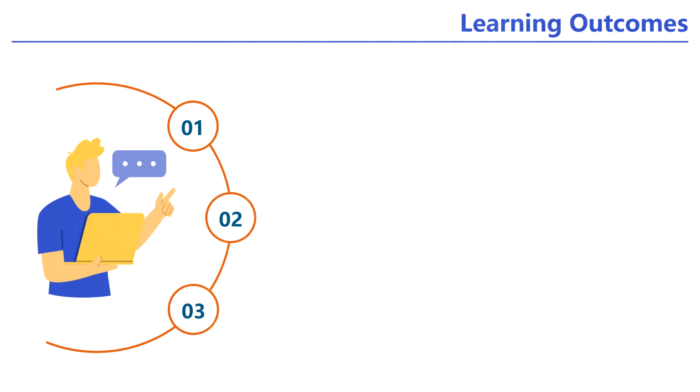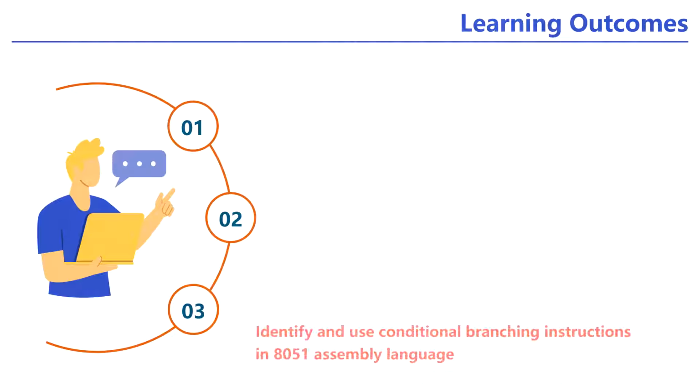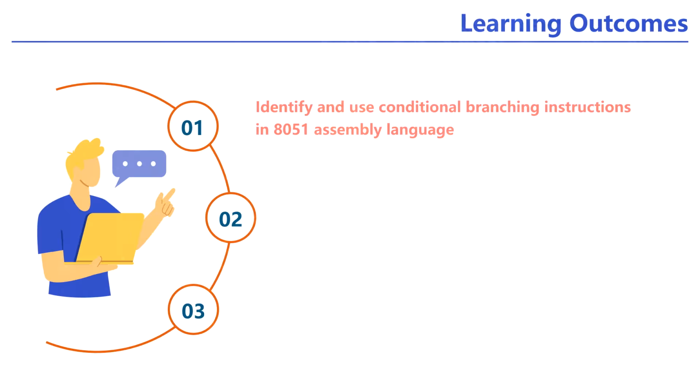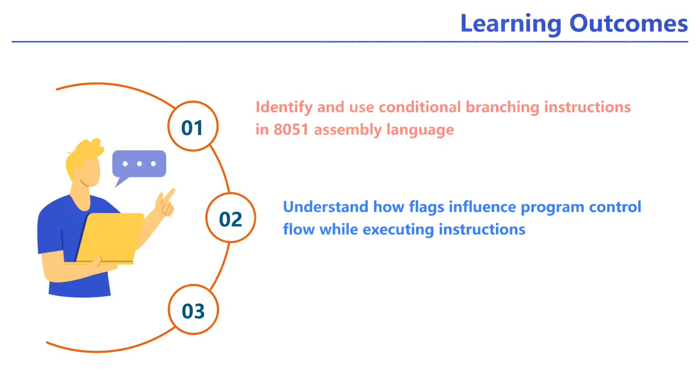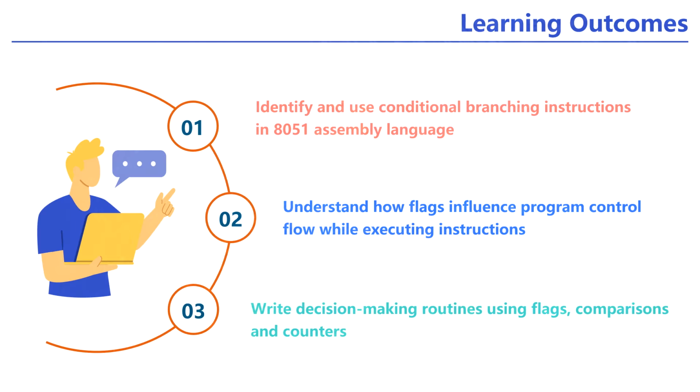Coming to the learning outcomes of this lecture, after completion of the lecture, you may achieve three learning outcomes. The first one is to identify and use conditional branching instructions in 8051 assembly language. Understand how flags influence program control flow while executing instructions. Write decision-making routines using flags, comparisons, and counters.